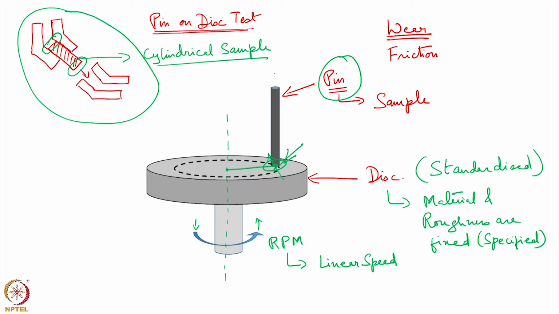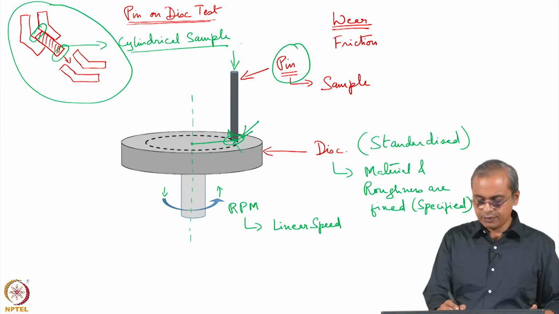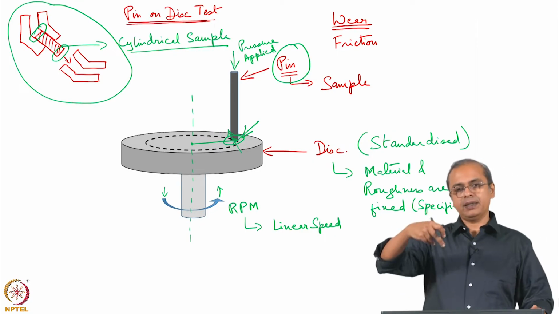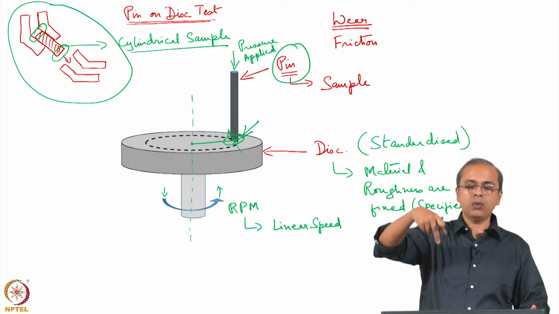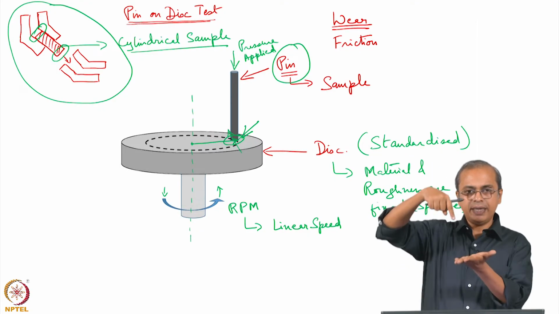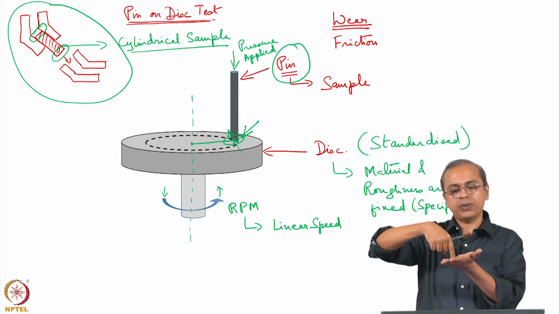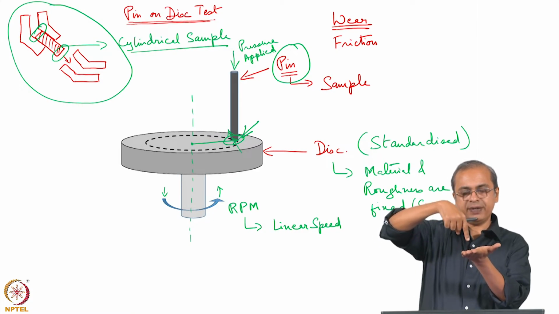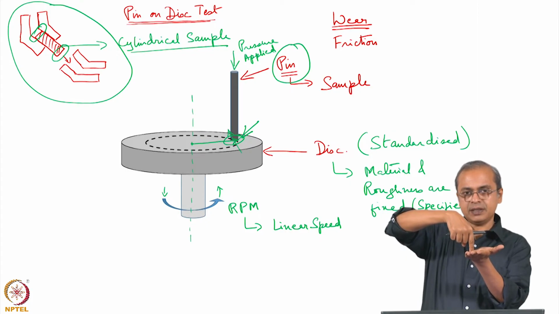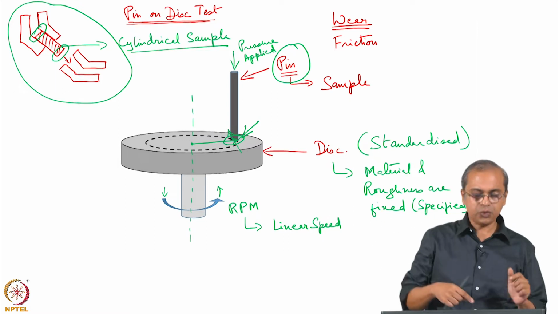The other thing that we specify is the force or the pressure. So, the pressure applied, the pressure with which you are forcing the pin down on the disc. The disc is rotating and you force the pin down on that disc with some pressure. So, that is something that you specify. You specify this pressure with which it is pressed down, and you also specify the RPM with which it is rotating. So, those two things you specify.